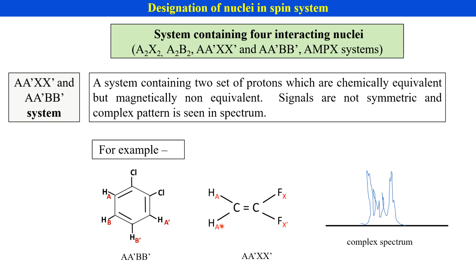This is the example of the AA'XX' system. AA' protons are chemically equivalent but magnetically non-equivalent. Fluorine is a magnetic nucleus, therefore coupling of HA with FX and HA' with FX' is different. And such a complex pattern is seen in the spectra, and the spectrum is non-first order or second order.